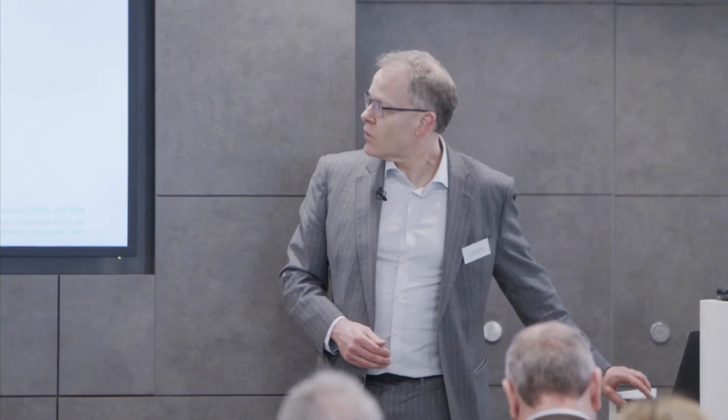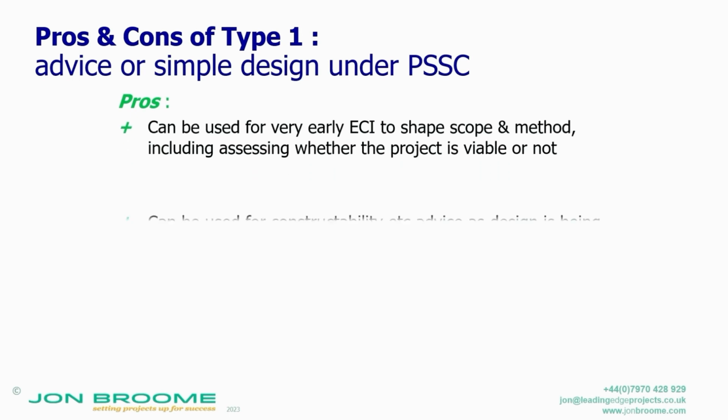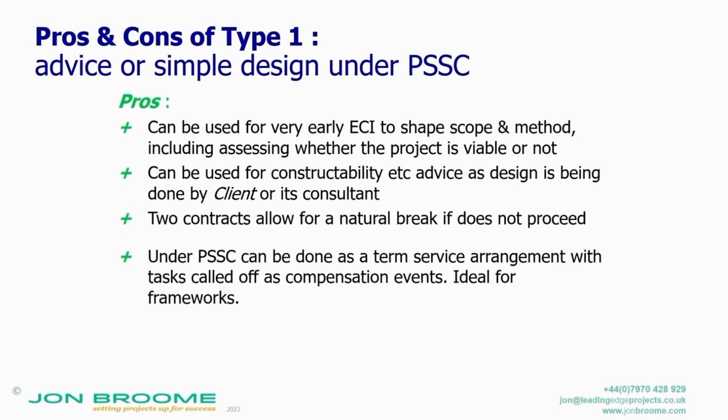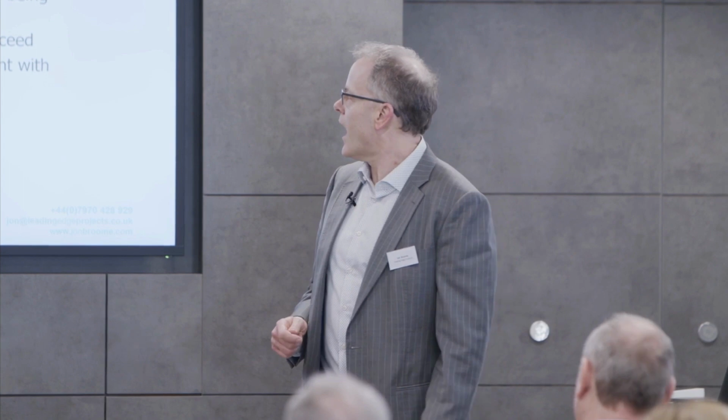The type 1 is where you have a professional services short contract, and essentially you're saying to the contractor, I want advice only. I don't want you to do the design, I want you to come in and help my designers design it better. So what are the pros of that? Well, it can be used very early on. It's early contractor involvement, to shape the scope, the methodology, including whether the project is viable or not. You know, it's going to cost £25 million when really it's only viable as an investment if it costs £15 million. Let's stop there.